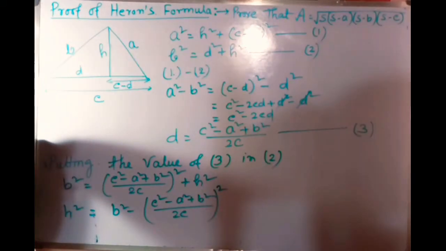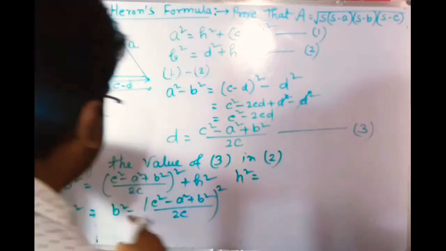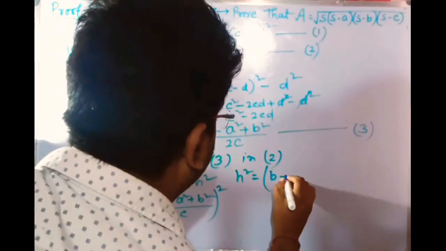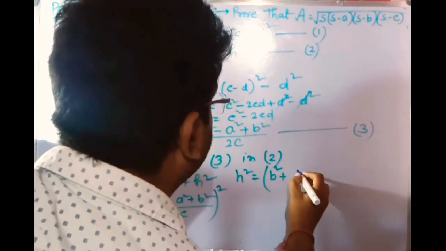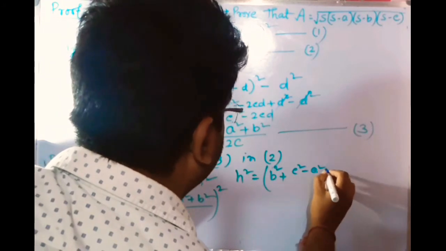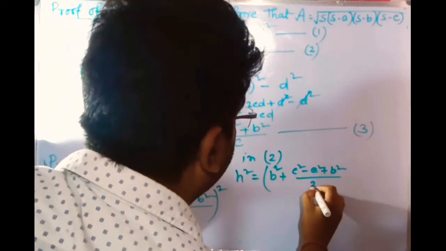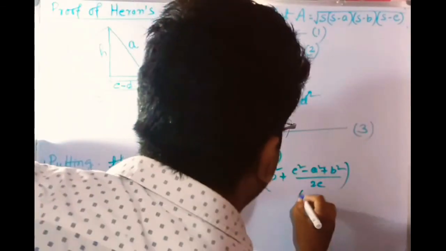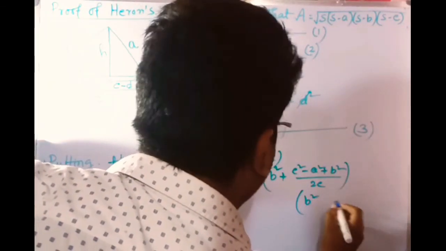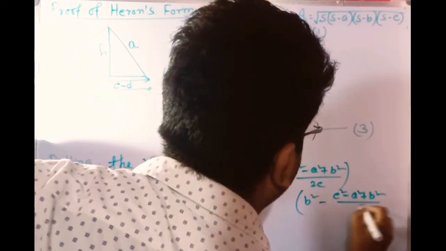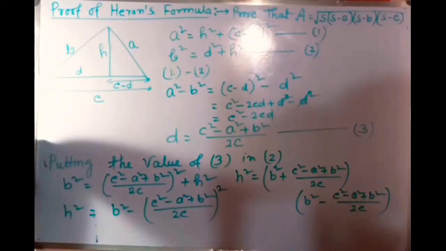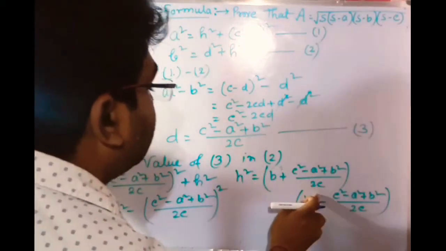Now applying the difference of squares, we are getting h square is equal to b plus c square minus a square plus b square by 2c, and b minus c square minus a square plus b square by 2c. Okay, hope you are able to understand it.